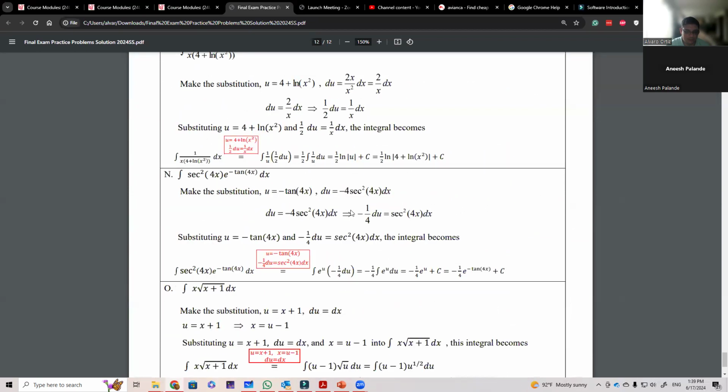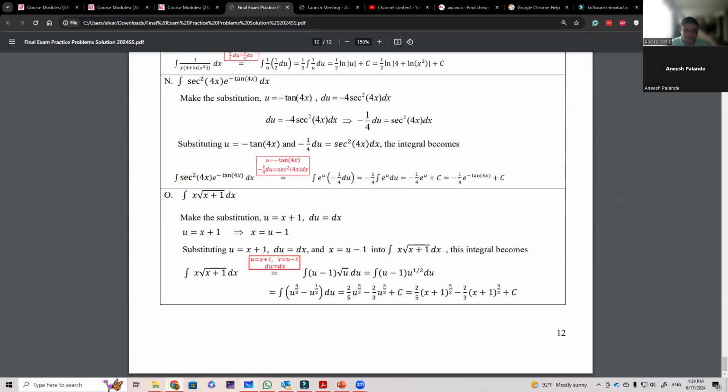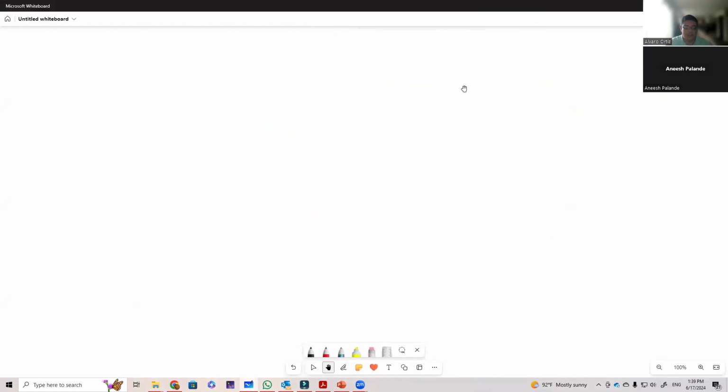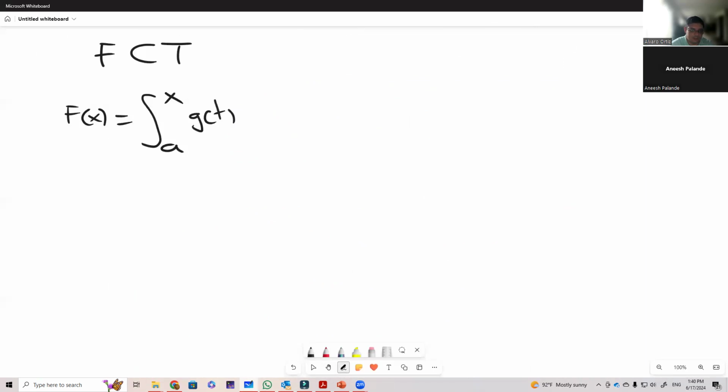This is more of integration by substitution. I'm not going to dwell on integration by substitution since that's something you can check on the solution. But an important topic is, of course, the fundamental theorem of calculus, and that has two versions. Version number one: if f of x is the integral from a to x of some function g of t dt, then f prime is just g of x.